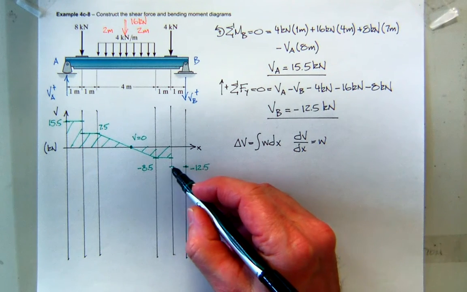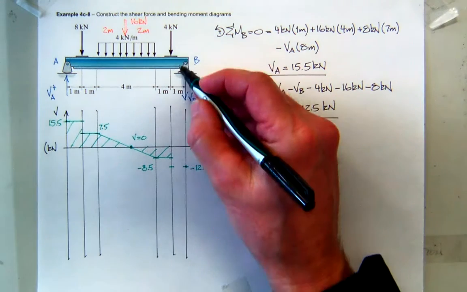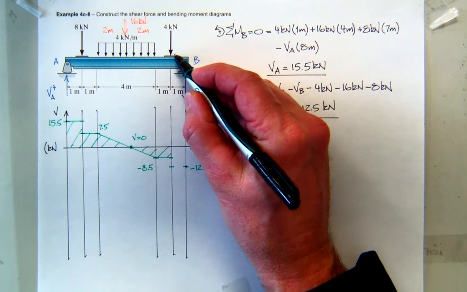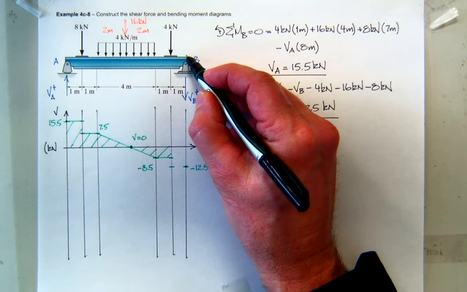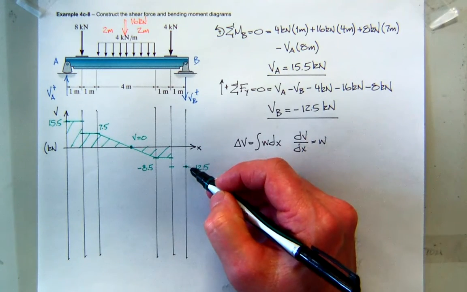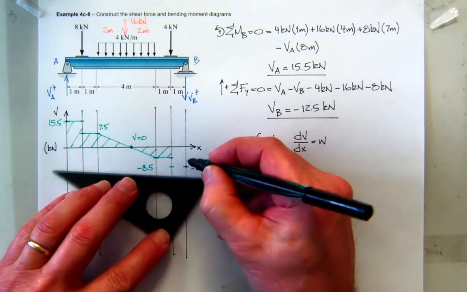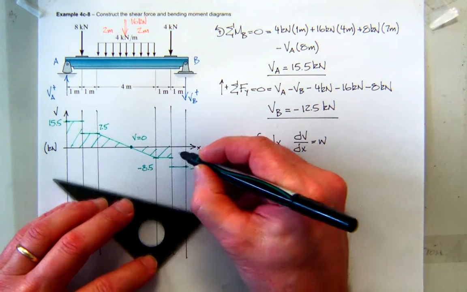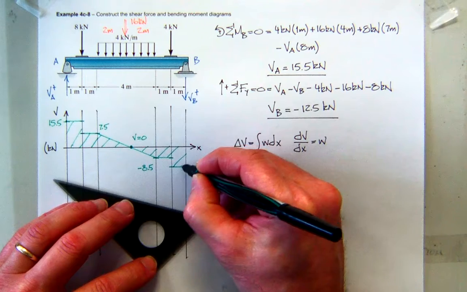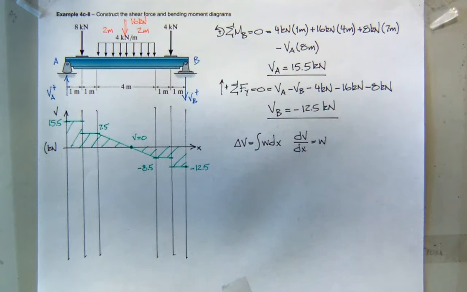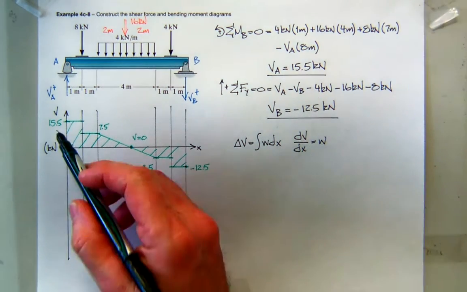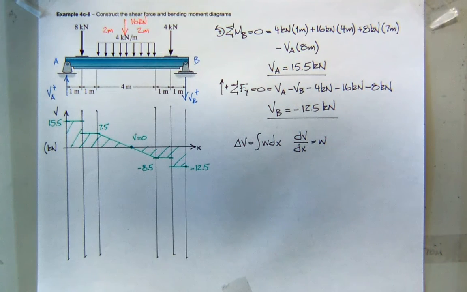The change in shear over this last 1 meter would be the area under the load curve, which is 0. That matches. And the slope is the value of the load, which is 0, so it's flat. And there's your shear diagram. What's the maximum shear? 15.5. Where does it occur? At A.